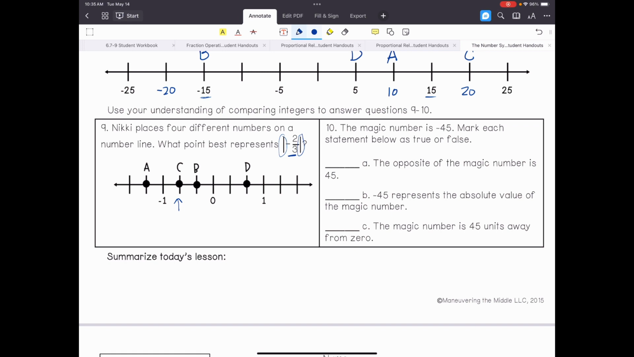We have to plot the distance. So the distance from 0 is 2/3. So D would be the correct answer because D is positive 2/3.